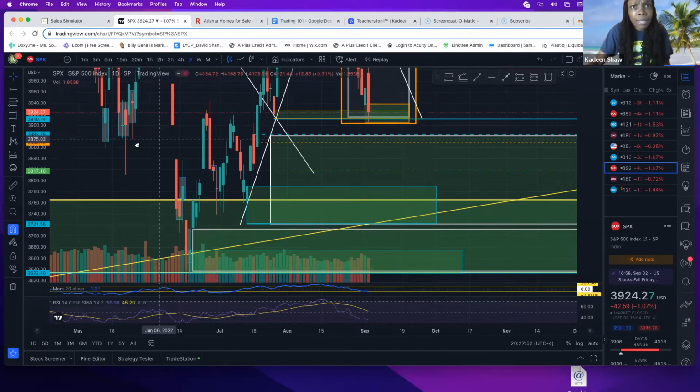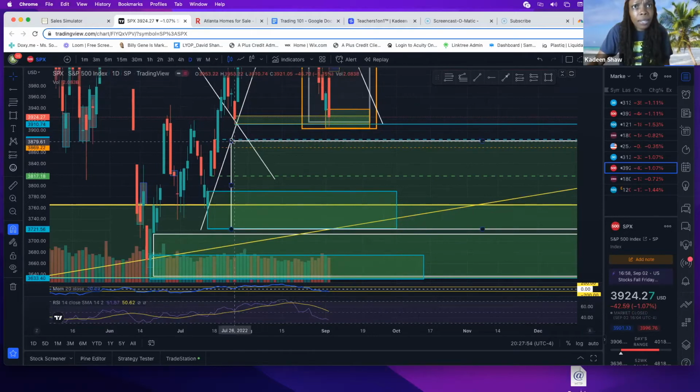Matter of fact, I lied, I missed it. This is a weekly zone here. Oh, I lied. Here's the weekly zone. So it'll be a triple zone. So I like this one first. This white is the weekly, this is the daily, and this is the monthly. So this zone, I like this one. I'm gonna see how price reacts.